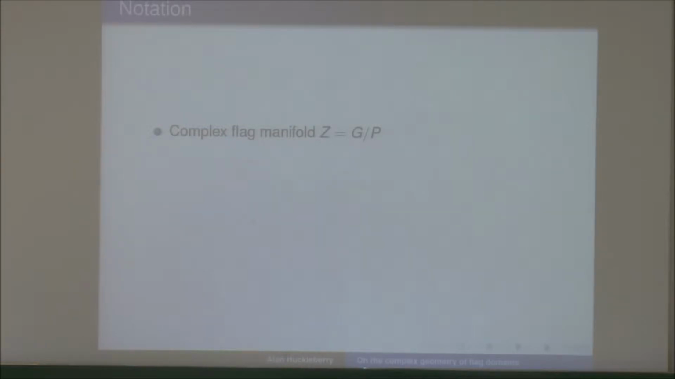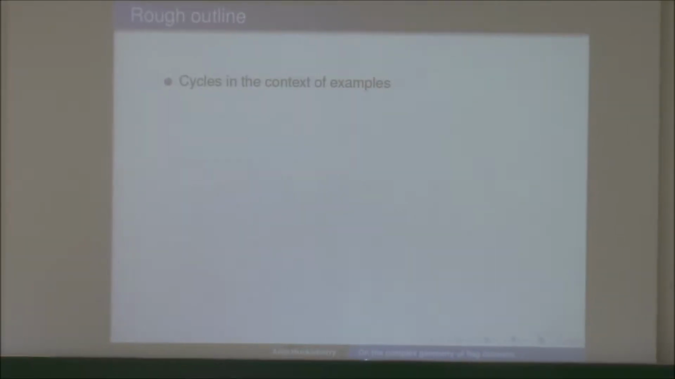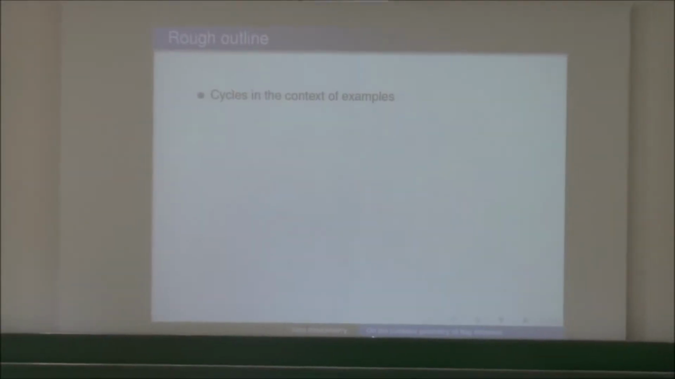So I had the following notation here: flag manifold G mod B. The real form is G0, so this is the real form like GS. And as you know, G0 has only finitely many orbits on Z, and so there are open orbits, and any one of them will be called a flag domain. And here's a rough outline of what I'd like to talk about, really focusing on one type of object in these flag domains, which I'd like to call a cycle.